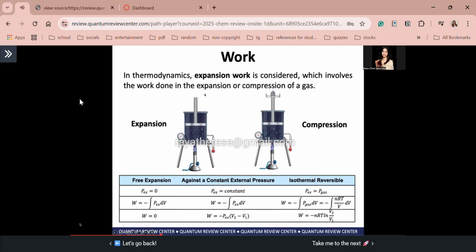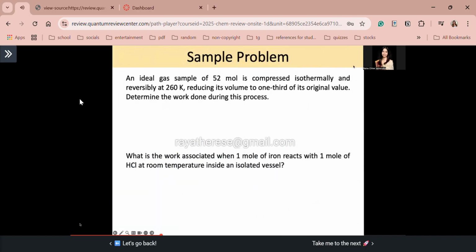So let's proceed. Now, let's answer this sample problem. An ideal gas sample of 52 moles is compressed isothermally and reversibly at 260 Kelvin, reducing its volume to one-third of its original value. Determine the work done during this process. So guys, we have here an isothermal reversible compression process. Therefore, the formula we will use is W is equal to negative nRT ln V2 over V1. So guys, make sure to memorize our formulas on work, okay? Very index-cardable, those equations. Again, they are very important to memorize.